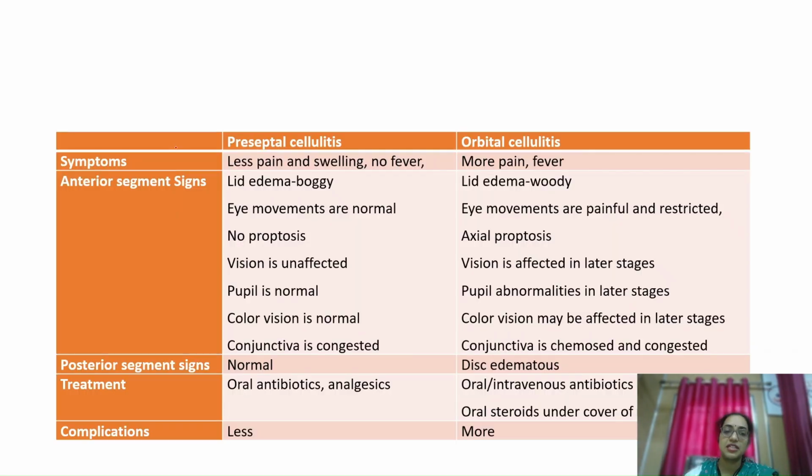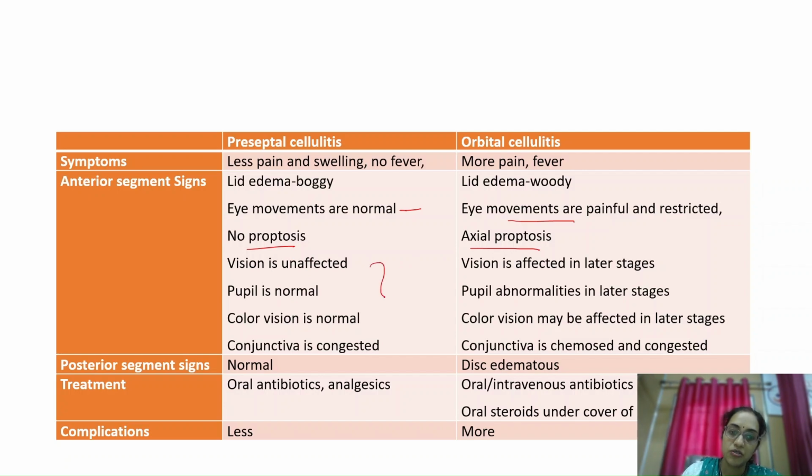Okay, so what are the differences clinically that you want to see between preseptal and orbital cellulitis? Symptom-wise, there is less pain and swelling, no fever. In orbital cellulitis, the pain tends to be more, fever might be there. So this is not the only criterion. More objective signs: lid edema is a little boggy in preseptal and it's very hard and woody in orbital cellulitis. Movements are absolutely normal in preseptal, whereas movements are restricted and painful in orbital cellulitis. There is no proptosis in preseptal cellulitis, but proptosis starts developing in orbital cellulitis.